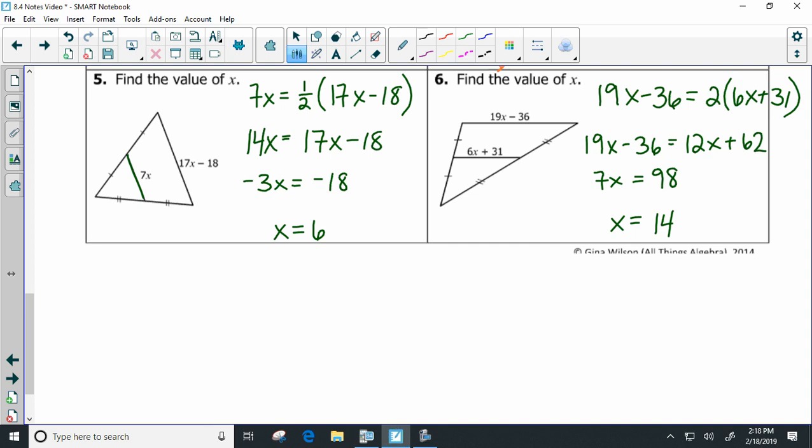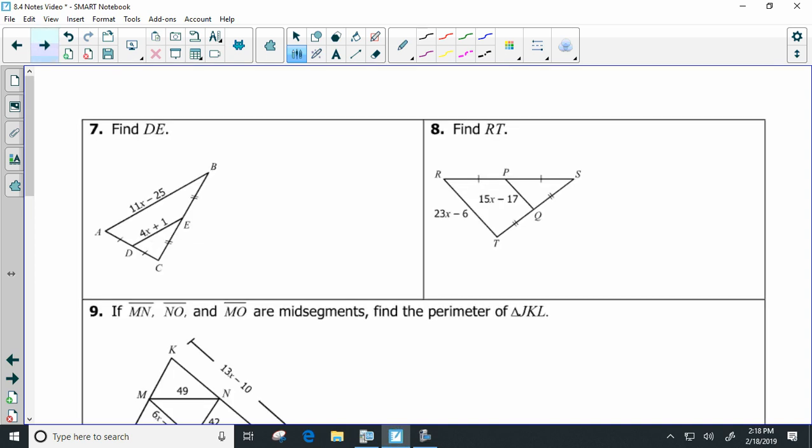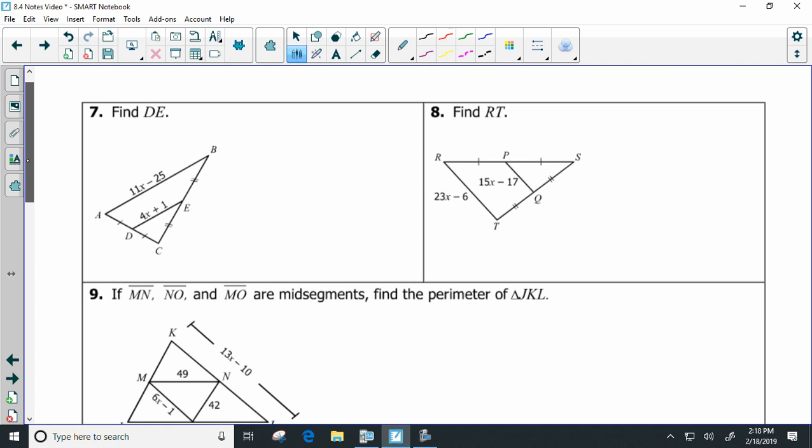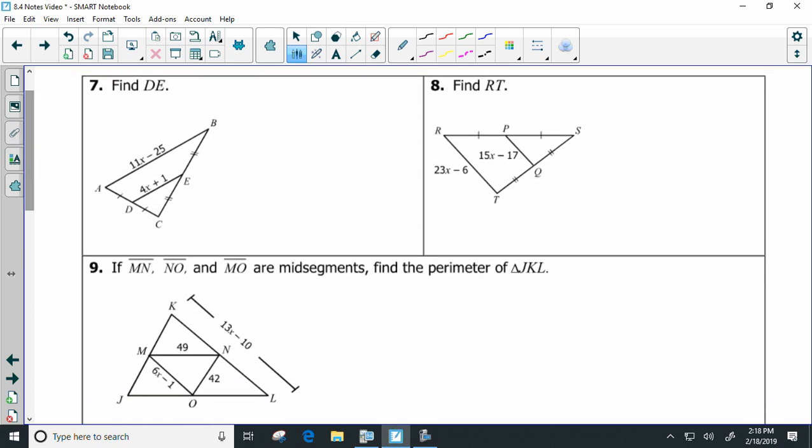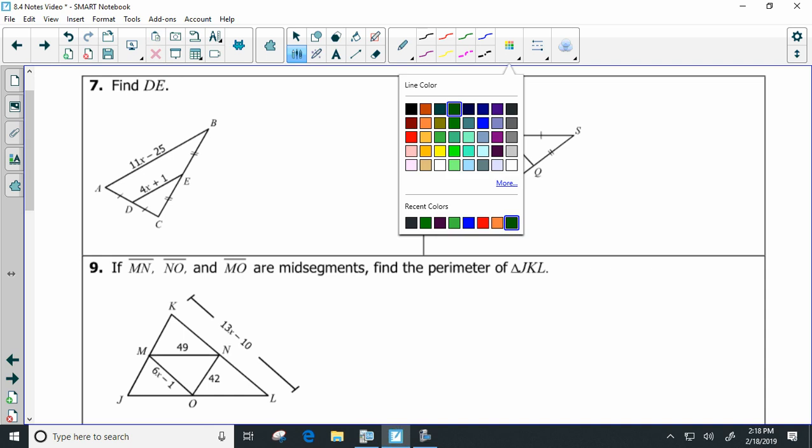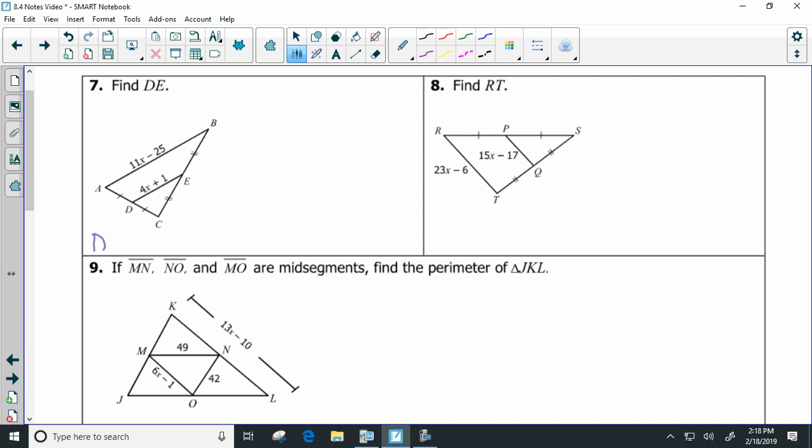All right, moving on to the last page, I believe it's just more examples, except now it's not necessarily telling us to find x. Actually, number 7, it wants us to find the distance from D to E. So when I'm done, I need to find out what is DE. So DE equals what?